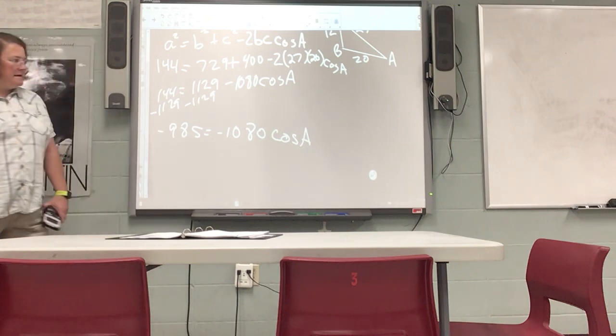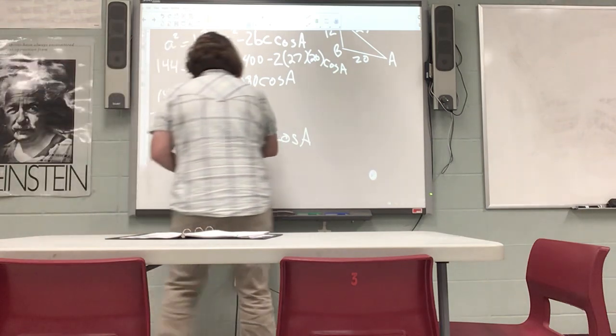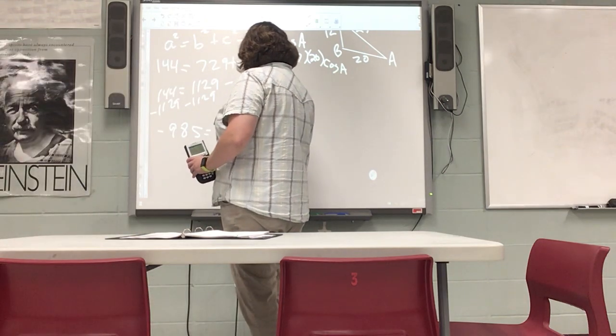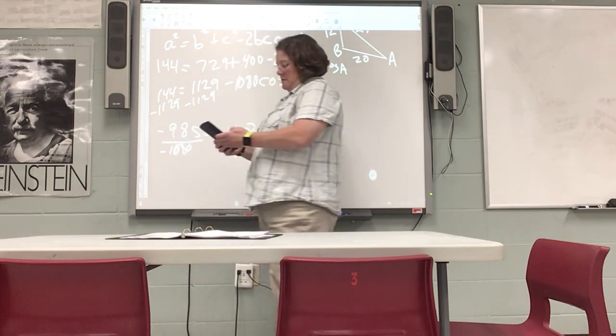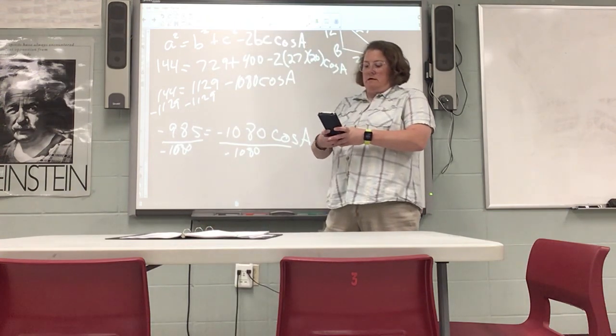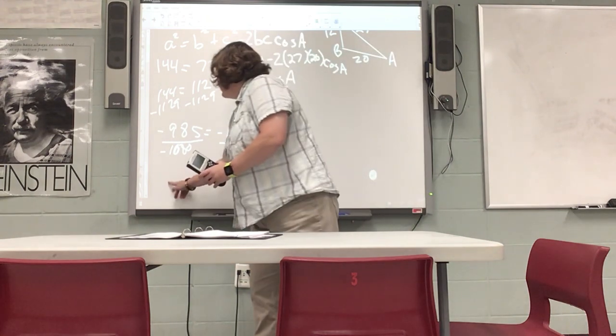Okay. Now I can get rid of that negative 1080, like Tyler was talking about. What would get rid of that? Because it's being multiplied by the cosine of A, so we'll divide. Divided by negative 1080, I got 0.91.